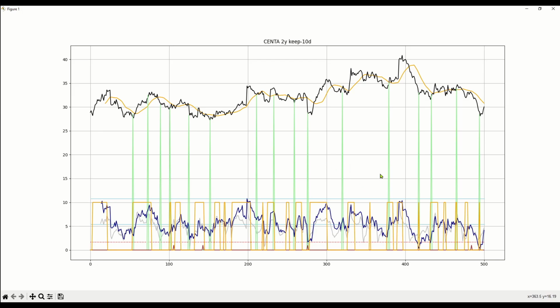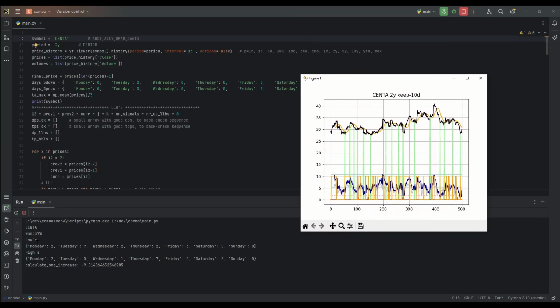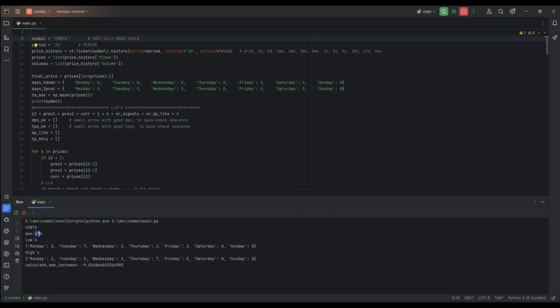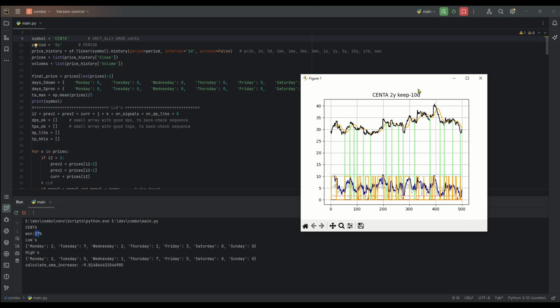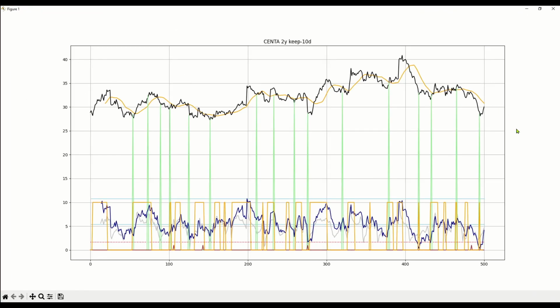You see, this is a nice chart anyways, because these other greens are hitting quite okay here, and you see here in the terminal that one is 37 only. It just means that these green signals turn into a profit like 37% of the time for this chart only.